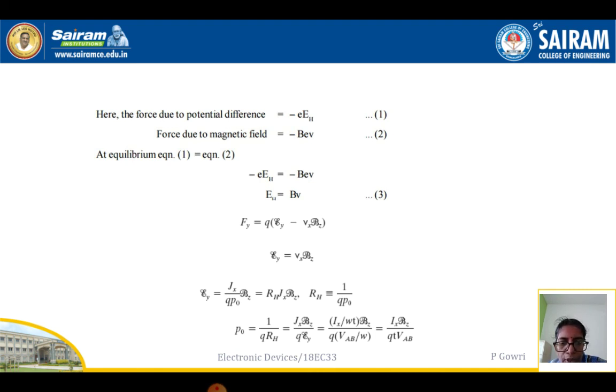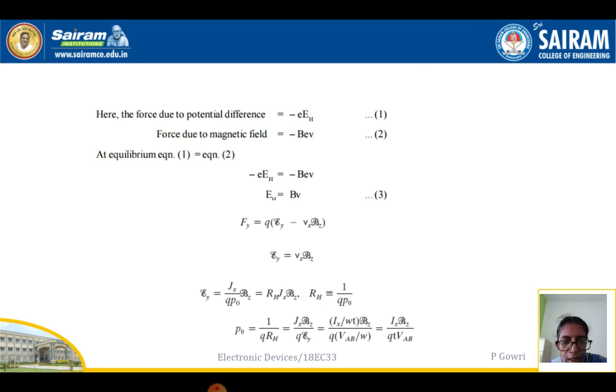From this equation we can find p naught is equal to 1 by q into RH. Replace RH by EY divided by Jx into Bz. So we finally get p naught is equal to Ix Bz divided by q t VAB. VAB is nothing but the generated voltage, which is measurable. We can directly measure it. q is the charge of the carriers. t is the thickness of the device. I is the developed current, which can be measured. Bz is the flux density.